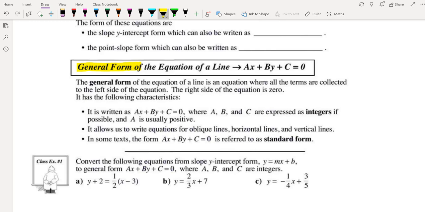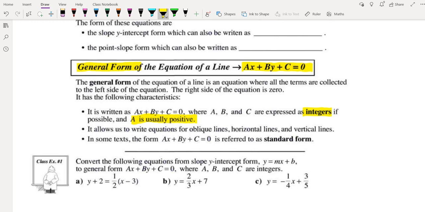General form equation of a line looks like this, where your x term, your y term, and your constant term are all on one side of the equation and it's equal to 0. Your coefficients and your constant term are integers, that means they are not fractions. And the a term, the coefficient for x, is typically positive. We're trying to set it up that way.